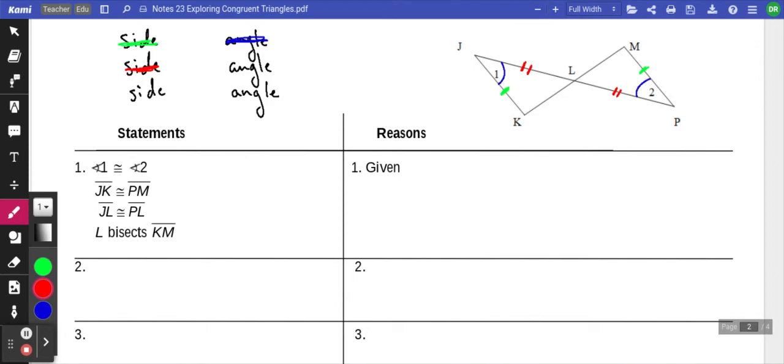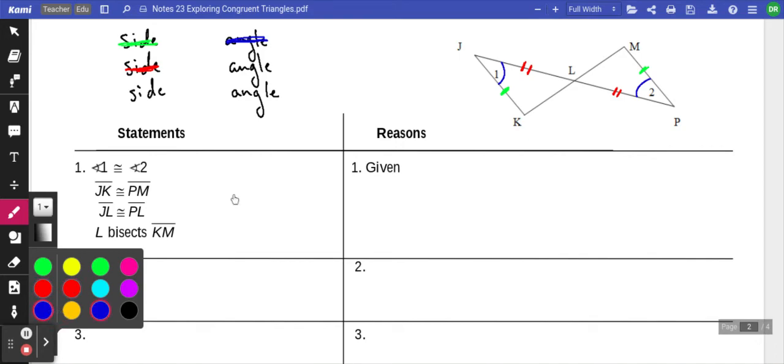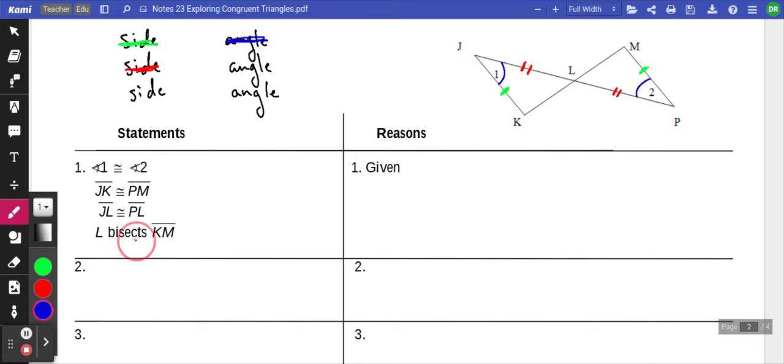Well, the first thing is make sure you use all of your given information. We do have one last piece here. We are told that L bisects segment KM. So point L bisects segment KM. And if you remember what bisect means, it means to cut in half, right? So when we see the word bisect, that means to cut in half. So in other words, segment KM has been split in half. Well, what would it mean to split into two equal halves?